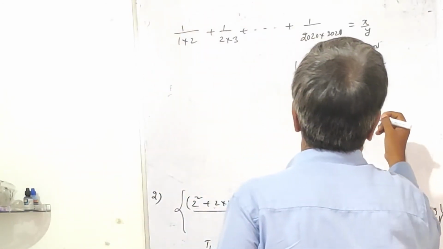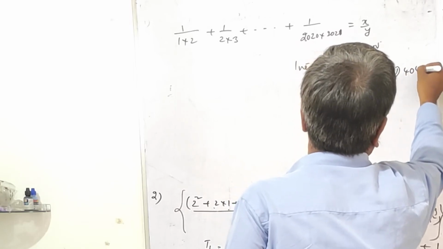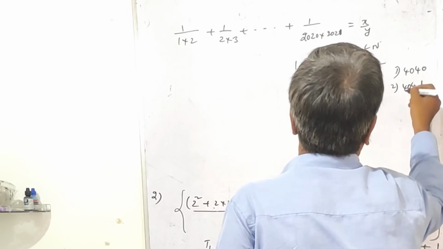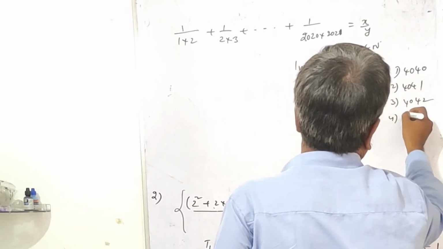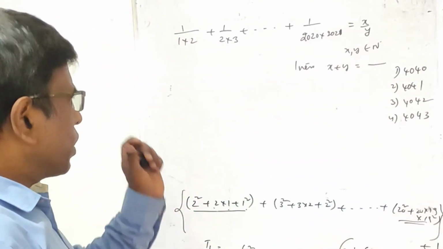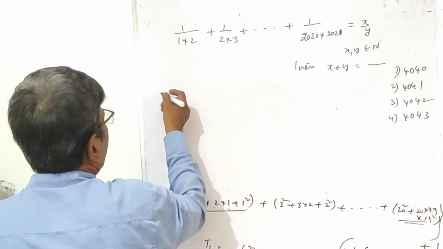So the first option is 4040. The second option is 4041. The third is 4042 and the fourth is 4043. This is the question asked, and the application is most important. What is the logic behind this?